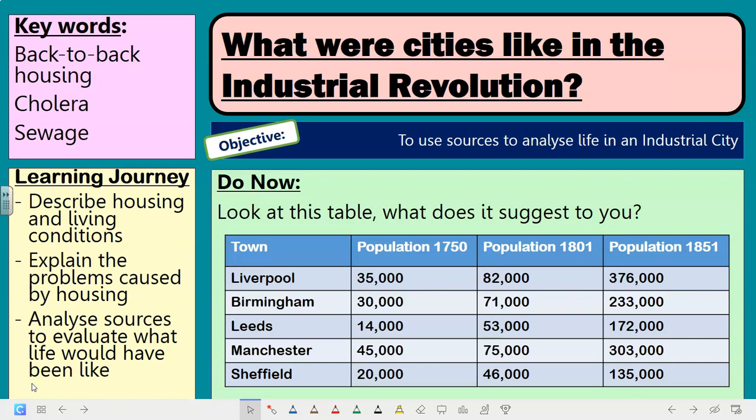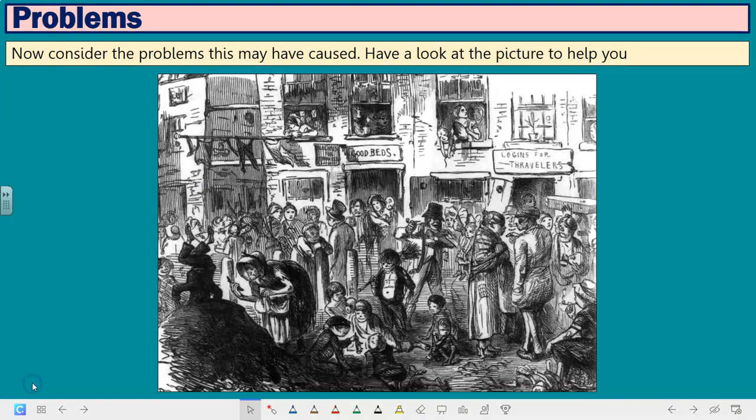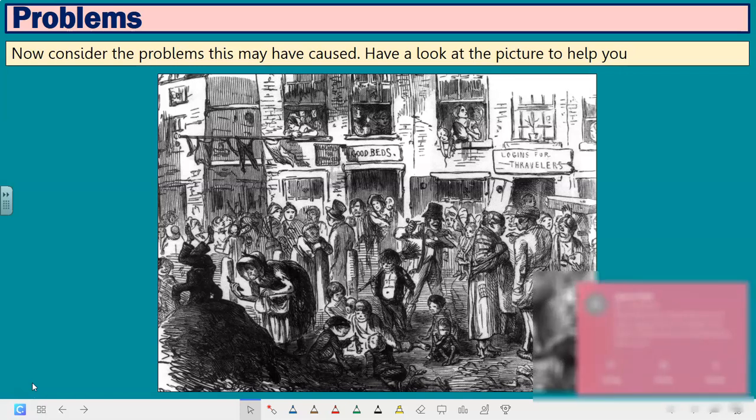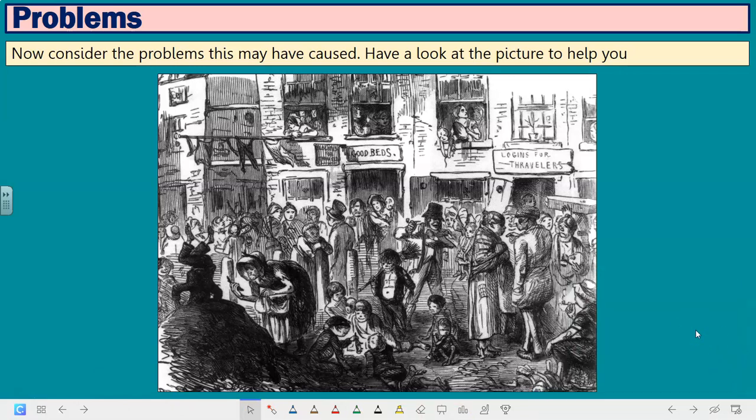So now I want to think about what problems that exponential increase in population may have caused. Have a look at this picture to help you, and I would like you to try and write down at least 4 adjectives to describe what problems you might have seen in an industrial city. So pause here, write down your descriptions, and then come back.